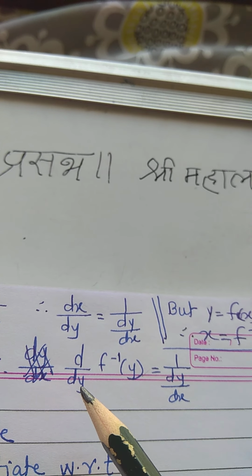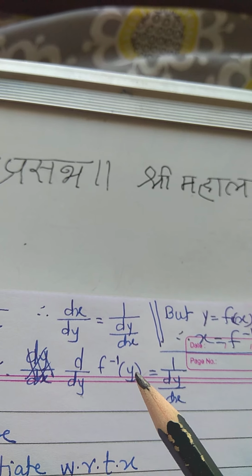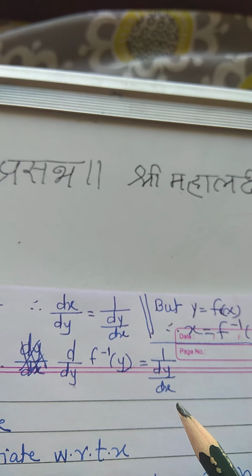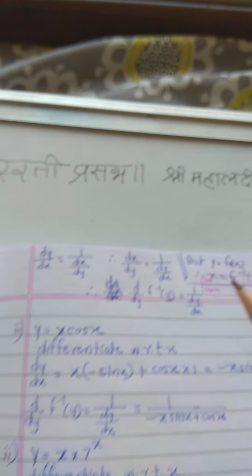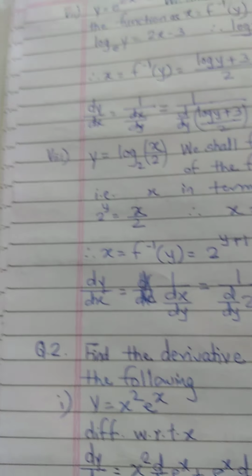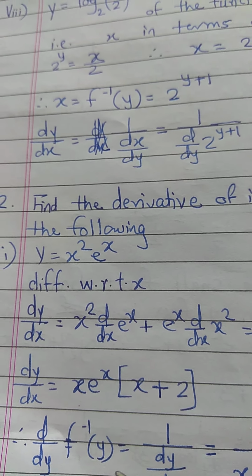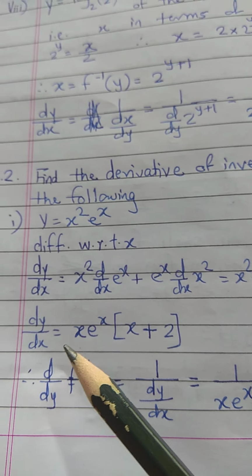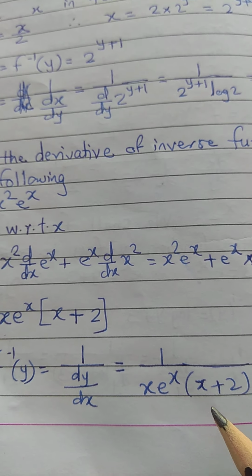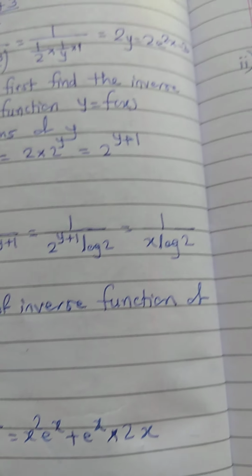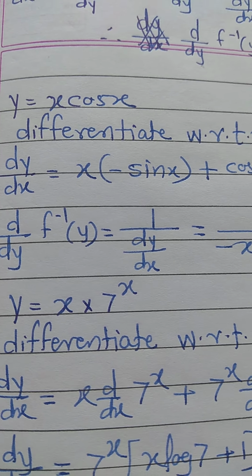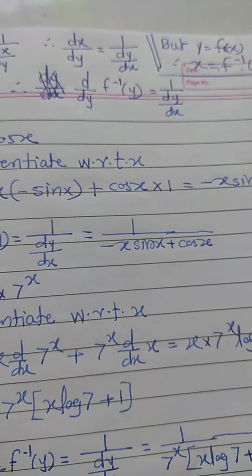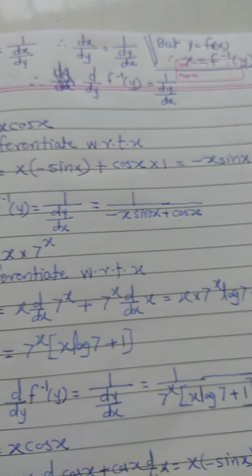Therefore, if we want to take derivative of inverse function, then that answer should be equal to 1 upon dy by dx. Okay. So here also derivative of inverse function is equal to 1 upon dy by dx. Dy by dx we have already calculated. It is x e raised to x times x plus 2. Roman 2, y equal to x cos x. Differentiating with respect to x, as usual we will get this answer.